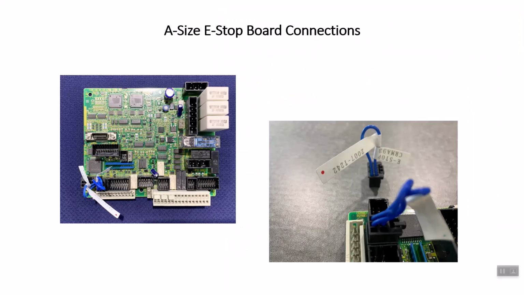CRM93 is a connection for hold, hold reset, and on-off buttons not used on robot controllers. This connection is jumped out.